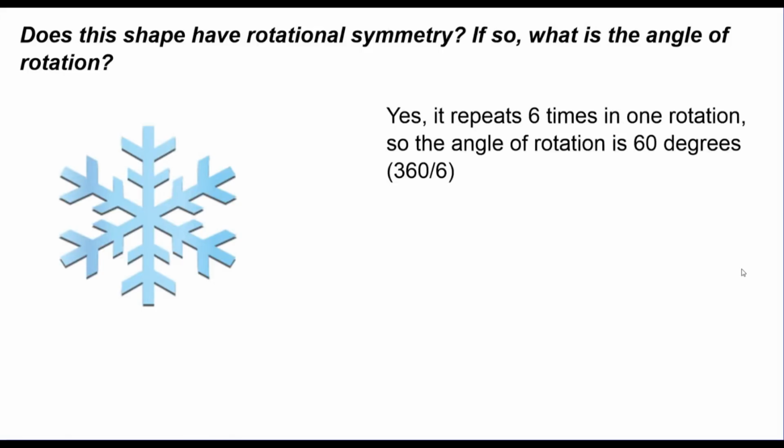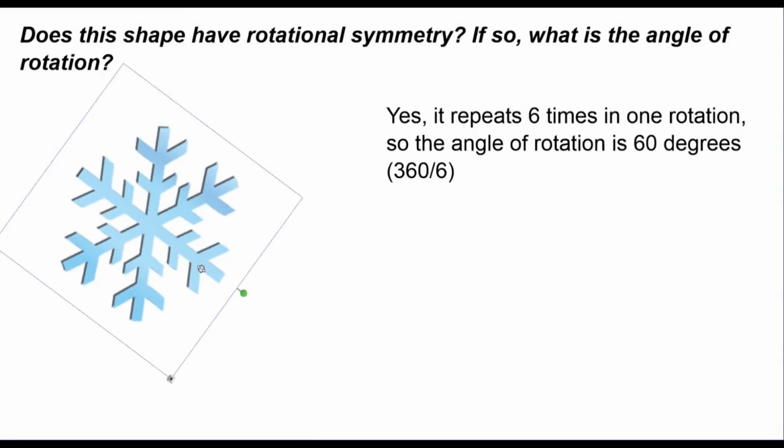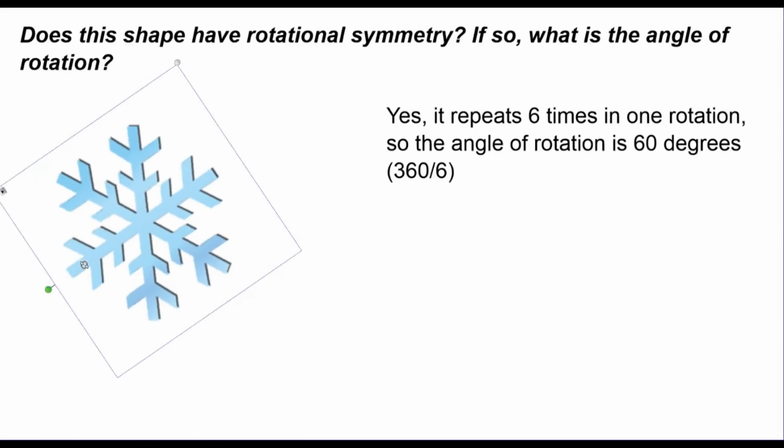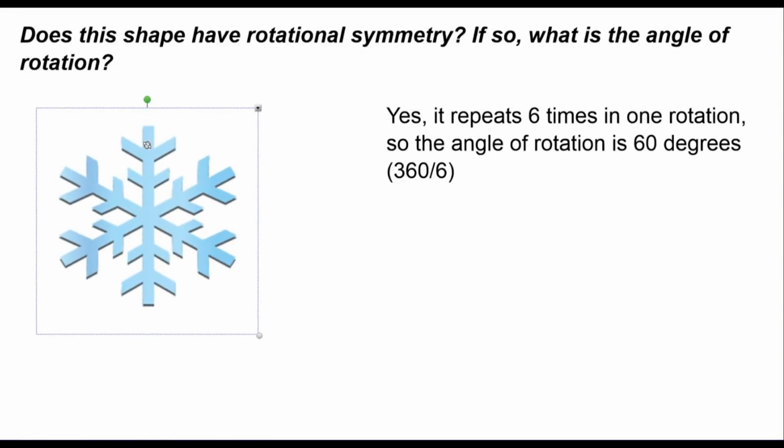That's rotational symmetry. Does this snowflake have rotational symmetry? If so, what is the angle of rotation? So how many times does this repeat, if it repeats? Well, if we rotate this, we see that it repeats once, twice, 3 times, 4 times, 5 times, 6 times in one full rotation. So it does have rotational symmetry, and it repeats every 60 degrees. So its angle of rotation is once every 60 degrees.